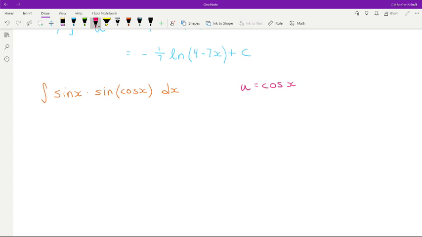Then same thing as before, let's take the derivative of both sides. I'll throw on the extra step just to switch it up. So the derivative of u with respect to x is negative sine x, and then you multiply by dx.